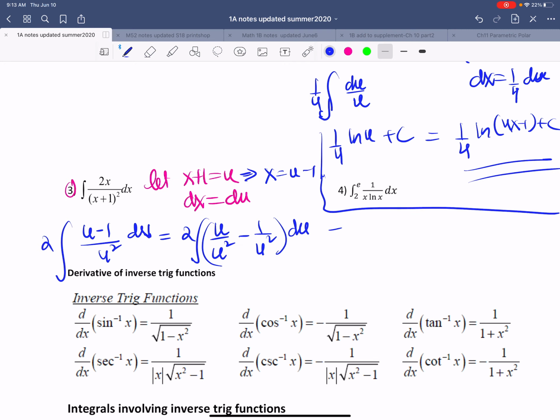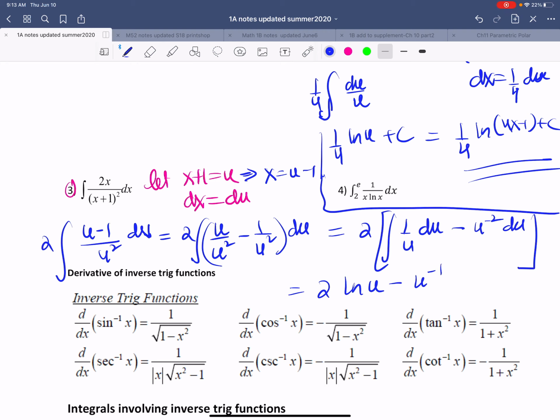All right, so 2 is out, and I can isolate the two integrals. u over u squared would be 1 over u du minus u to the power negative 2 du, and that is going to leave me with 2 natural log of u minus u to the power negative 2 plus 1, which is negative 1. And we will also divide by negative 1, which will become a plus sign here, plus a c.